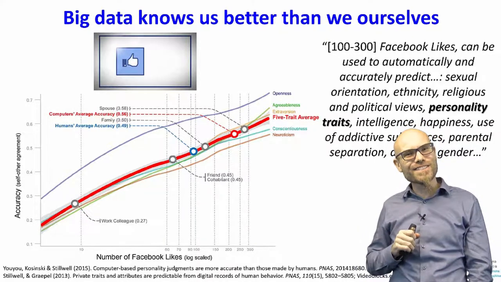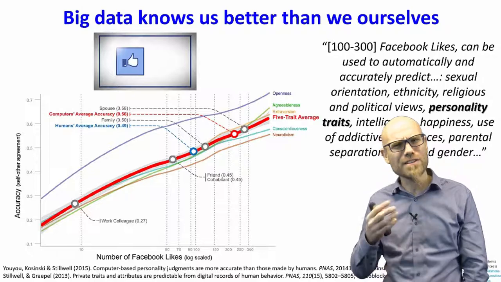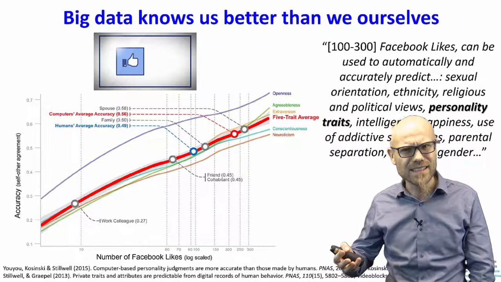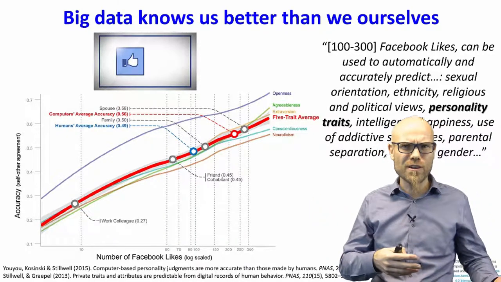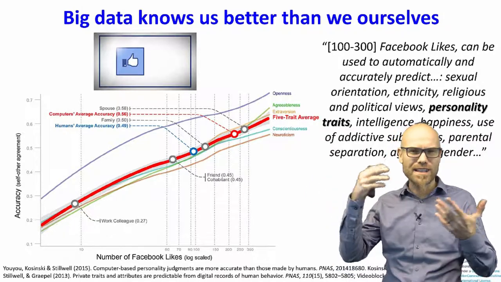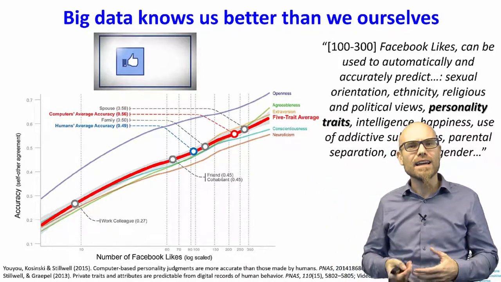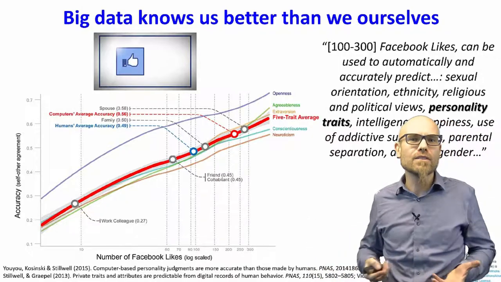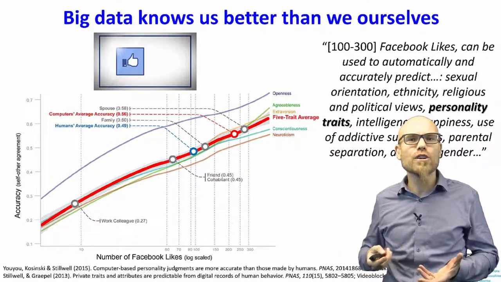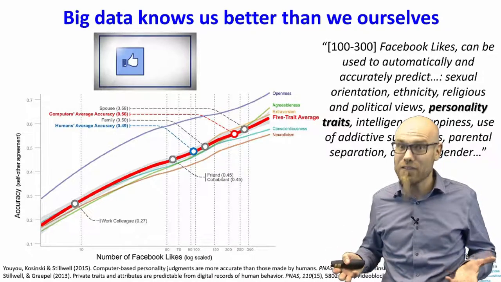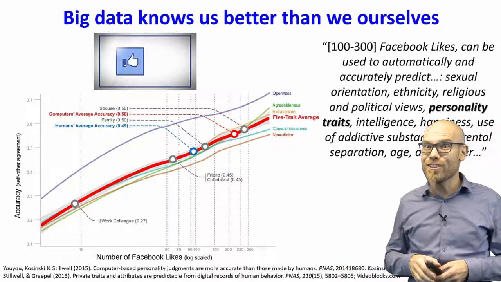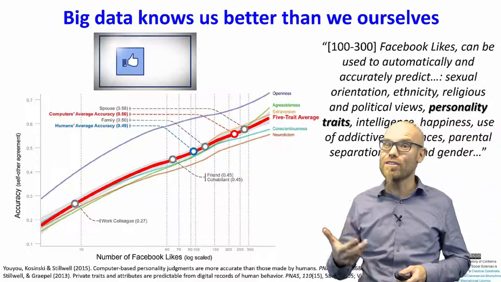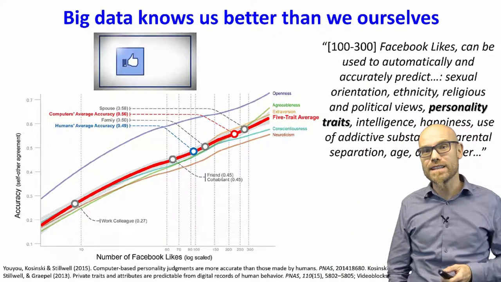And then at the end, they also said, so what about yourself? What do you think? What's your personality? How much introverted, how much extroverted are you? What's your openness? What's your level of conscientiousness, right? And then you said, well, I think I'm more like that. I mean, you know yourself, right? Turns out with 300 Facebook likes, the algorithm knew you better than you yourself. Right? So that's how far this has come, actually, in order to make these kind of predictions.